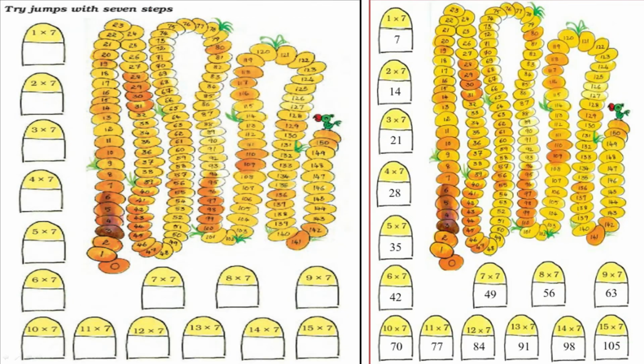Now try jump with the 7 table. 7 jumps. First 0 to 7, 7 to 14, 14 to 21, like that. If it jumps, just you can write the table. 1 7 is 7, 2 7s are 14, 3 7s are 21, 4 7s are 28, 5 7s are 35, like that. 15 7s are 105. You can find 105.